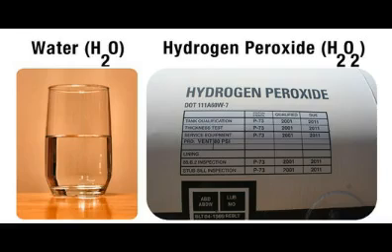Water. Water is odorless and colorless. We drink it, we bathe in it, we use it to wash our clothes. In fact, we cannot live without it. Hydrogen peroxide. Hydrogen peroxide is also odorless and colorless. It's used as an antiseptic to kill germs on cuts. It's also used as bleach to remove color from hair.